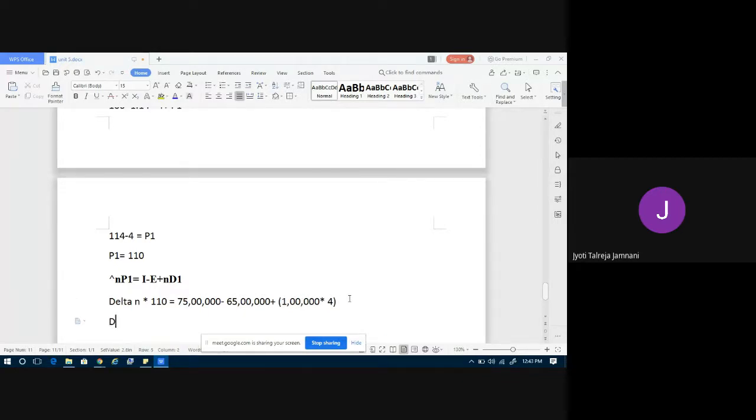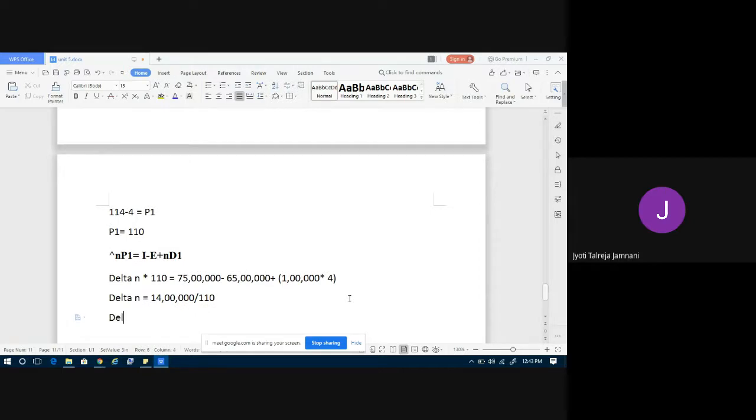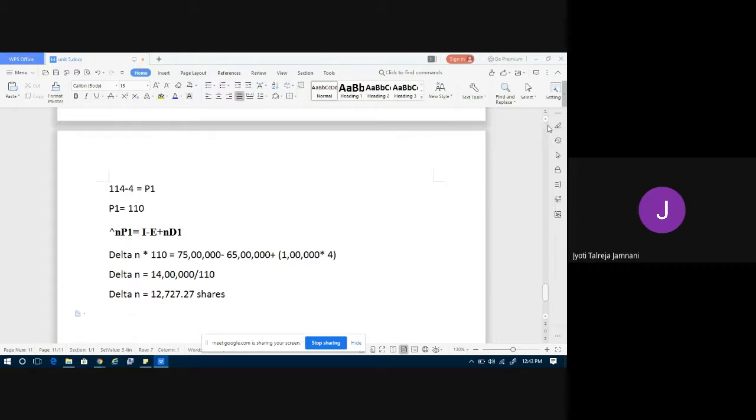So delta N is equal to 75 lakh minus 65 lakh, which is 10 lakh, plus 1 lakh into 4, which is 4 lakh. So 10 lakh plus 4 lakh is 14 lakh, divided by 110. If I take it to this side, it will become divided by 110. So can anybody tell me the delta N value? 12,727.27 shares.